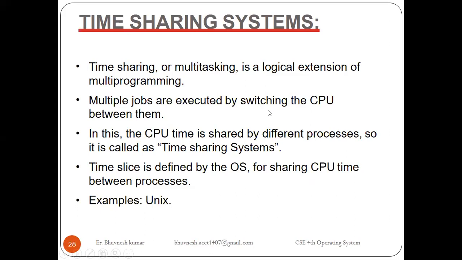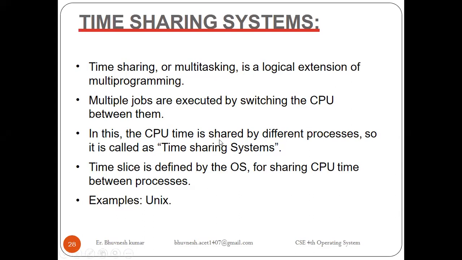Multiple jobs are executed by switching the CPU between them. Multiple jobs can be executed. When you see your mobile phone, you have opened a number of applications. You can switch from WhatsApp to your music player, from music player to Facebook, from Facebook to Instagram. That is the concept of multitasking, and you are sharing time between these applications, and all this is done by a time sharing operating system.